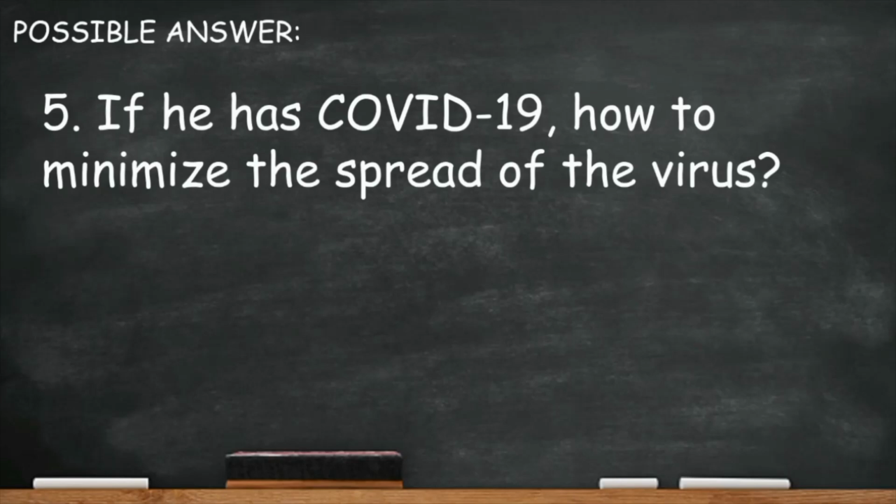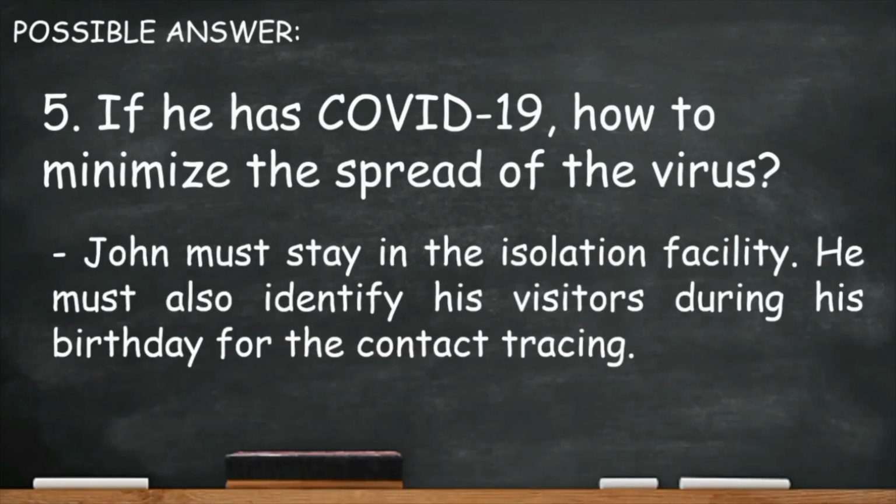Number 5, if he has COVID-19, how to minimize the spread of the virus? John must stay in the isolation facility. He must also identify his visitors during his birthday for the contact tracing.